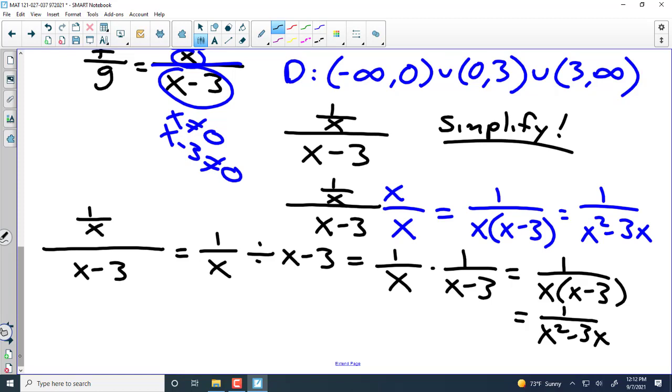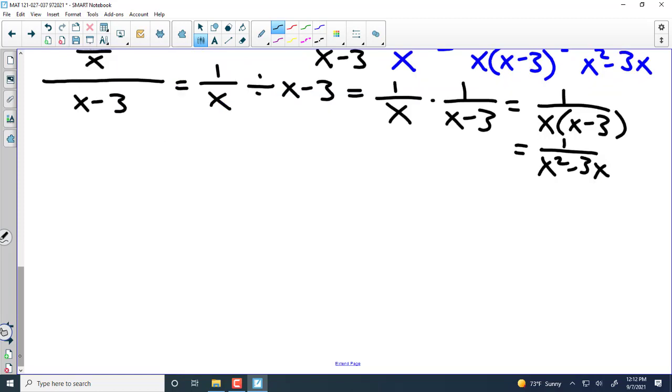So we got to be very careful with these domains, but watch this, everyone. Still the same 2 problems. I want to show you something. Still working with f of x equals 1 over x, and g of x equals x minus 3.